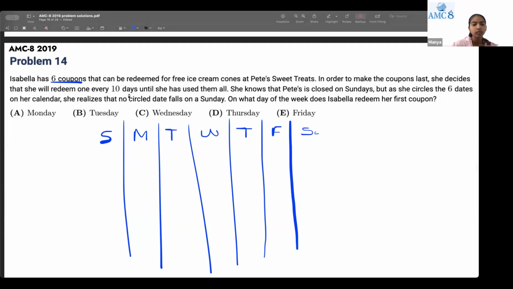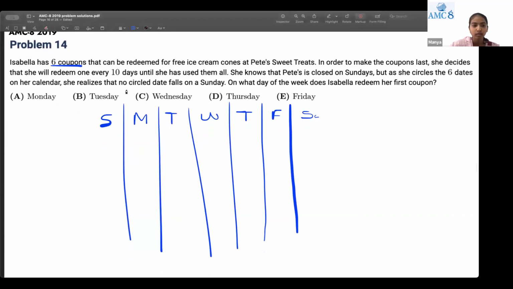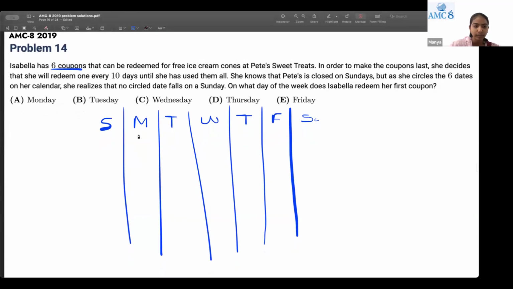Sorry, let me explain this problem once again. Suppose that she starts redeeming on Monday. So Monday can be number one. Monday is the one day that she can redeem on. And she will redeem once every 10 days. So this is the first day that she'll redeem, and then we count again.